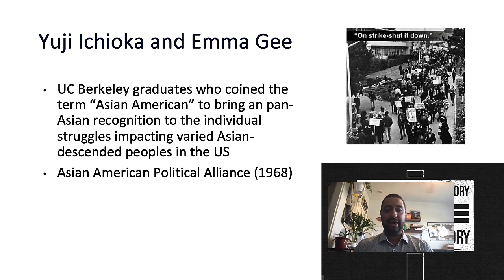This last one we'll look at here is Yuji Ichioka and Emma Gee. These were two Asian Americans. Yuji was Japanese American, Emma was Chinese American, who were at UC Berkeley. All right. And at this time of tumult and civil rights movement, they create the Asian American Political Alliance in 1968. And this was done to bring in all Americans of Asian descent into one group.